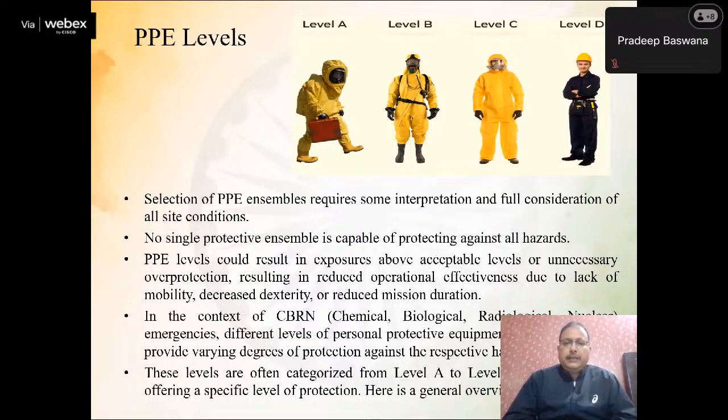No single protective ensemble is capable of protecting against all hazards. So if there is a decision from your management organization or wherever, it can be used for each and every hazard. It can be used for the C part, B part, and so on.